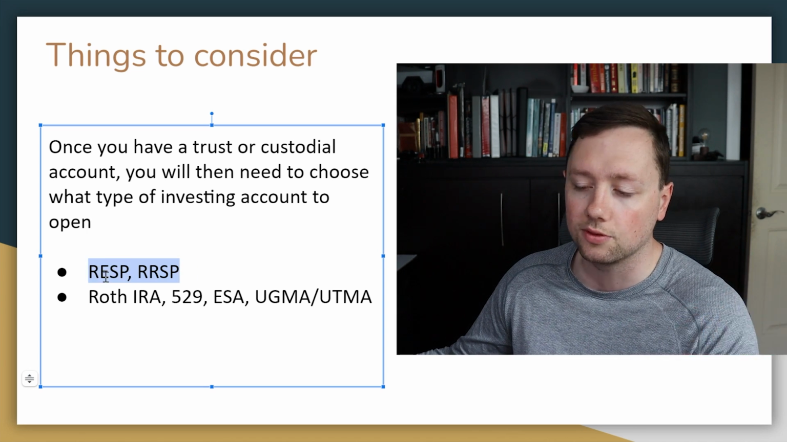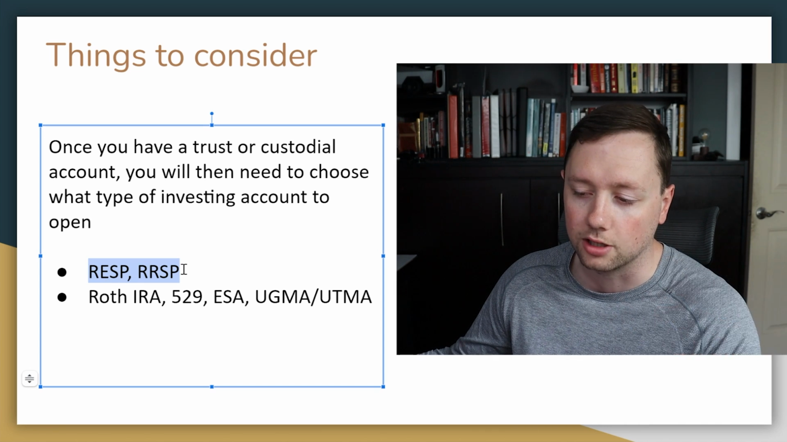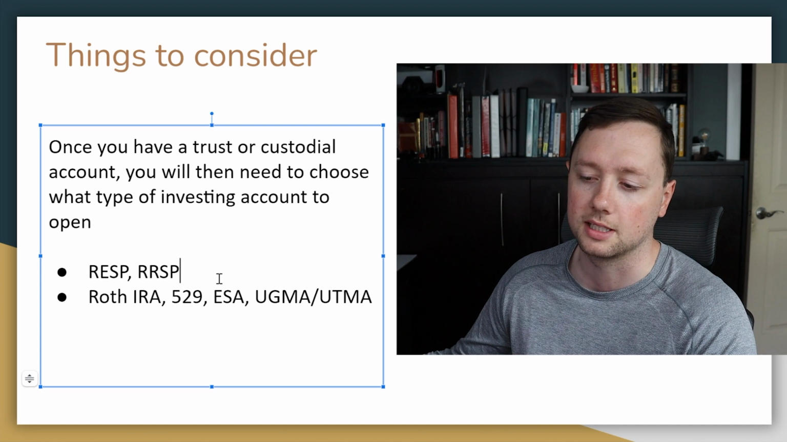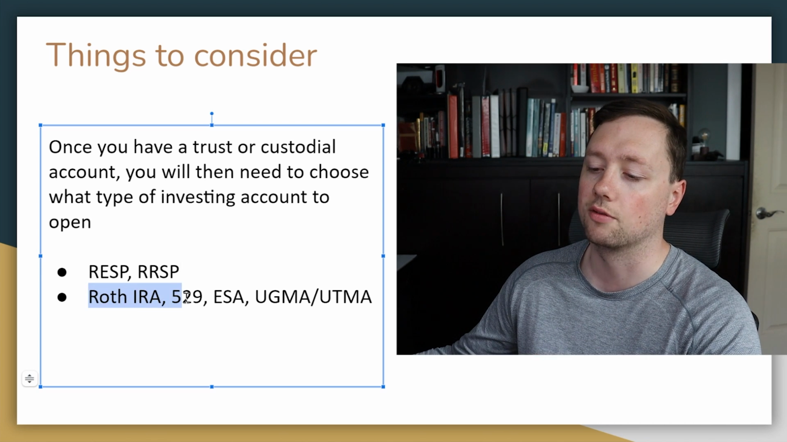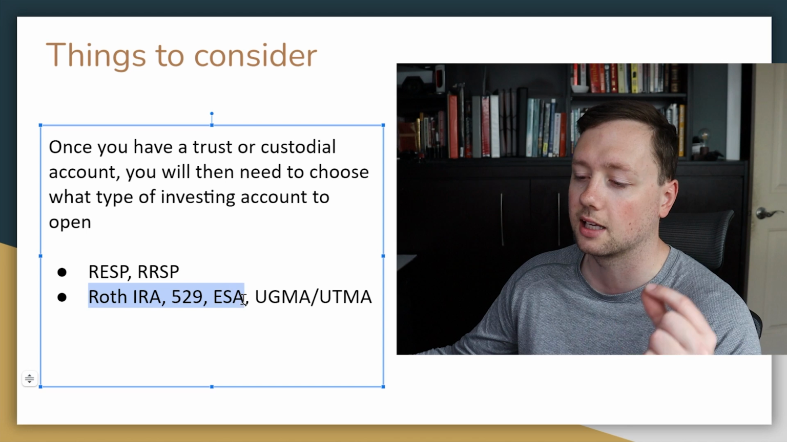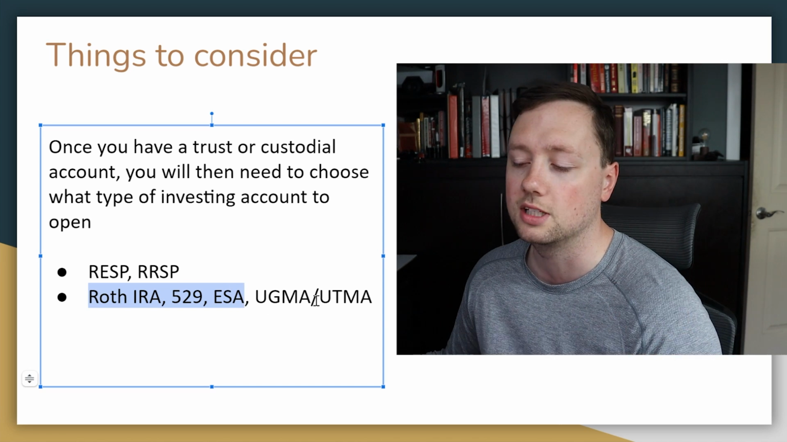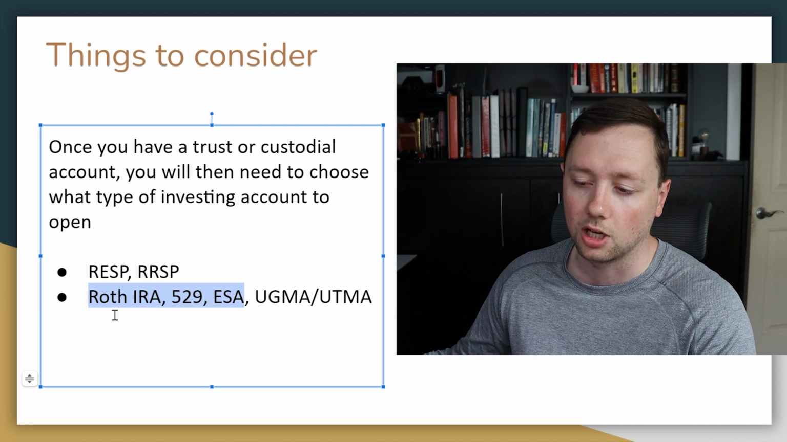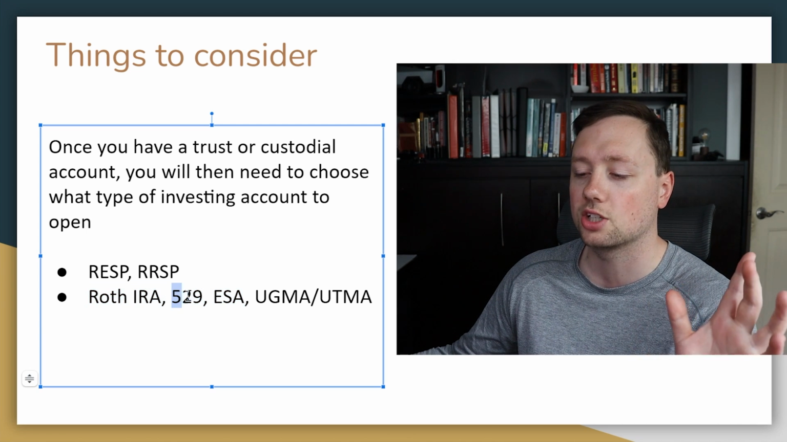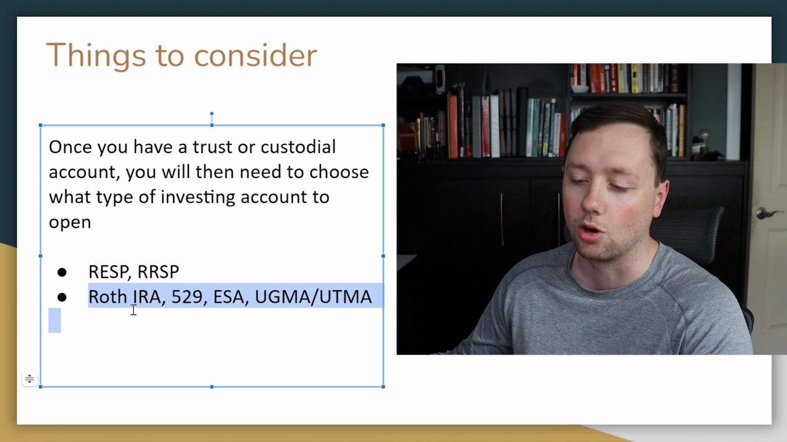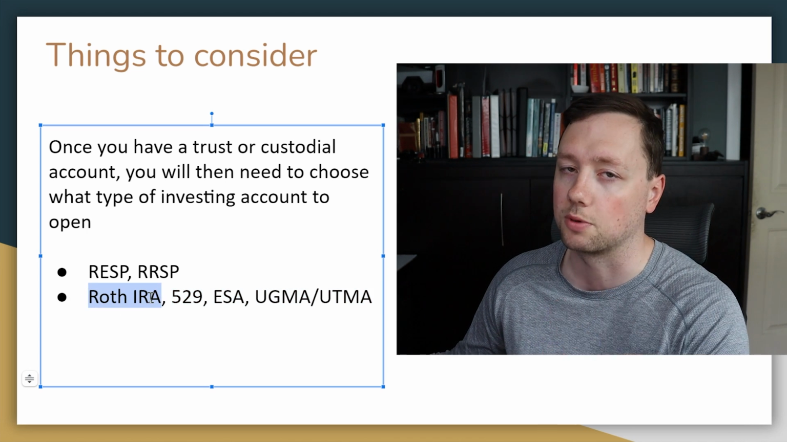So these are two of the options. You can also just open a regular investing account, but it will be subject to capital gains and it won't be tax sheltered. In the US, you have the Roth IRA, the 529 account, the education savings account, and the UGMA or UTMA account. There's lots of different options here. If you're looking for an education account, the 529 is probably a good option here. And if you're looking for just a long-term account, the Roth IRA is probably a great option.